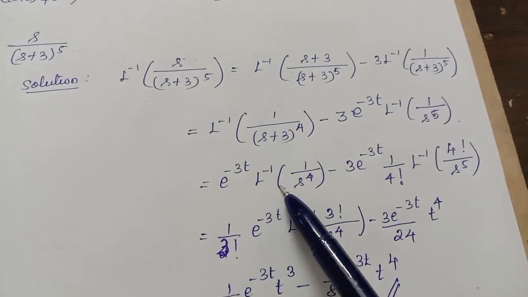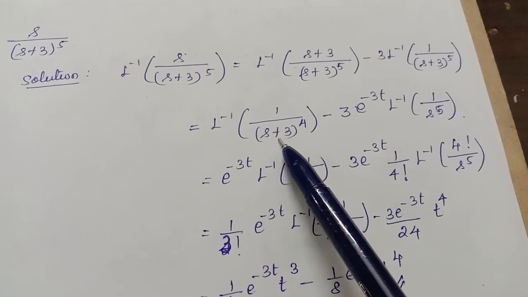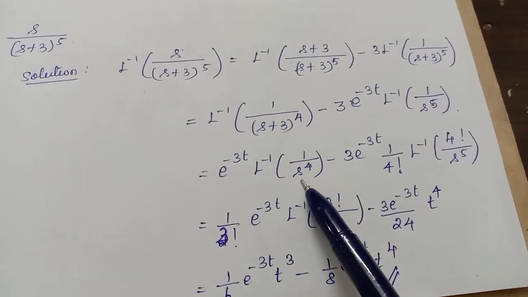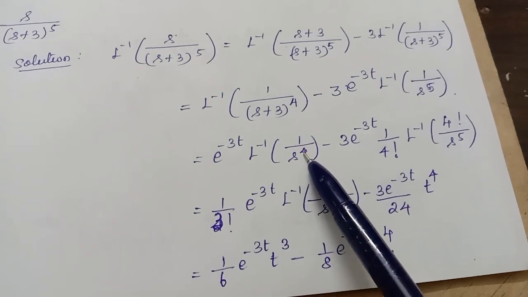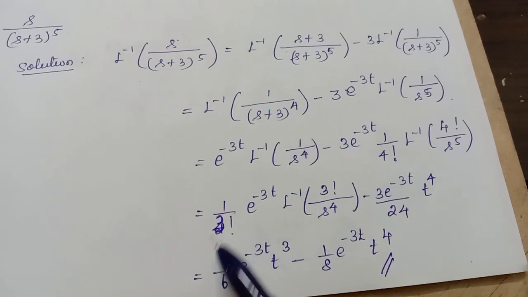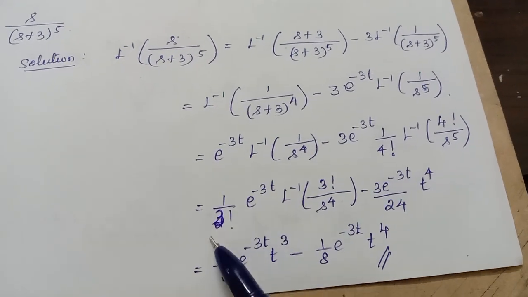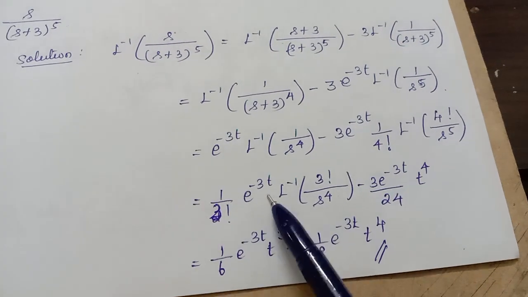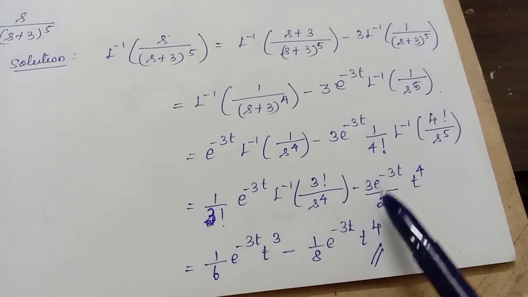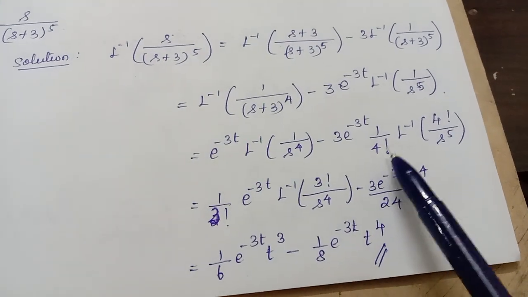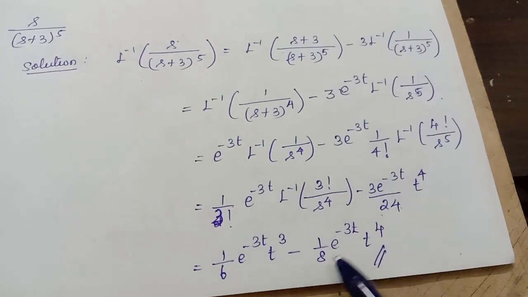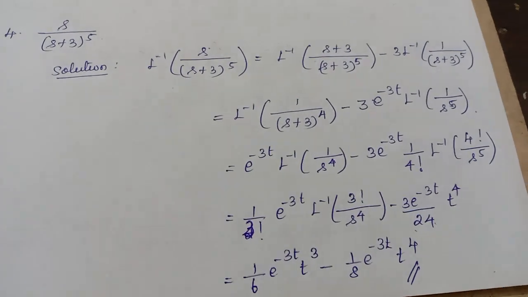And when you come to this side, here also this plus 3 can be removed by putting e power minus 3t in the front, into L inverse of 1 by s power 4. Here it is s power 4, so you should have 3 factorial in the numerator. So multiply and divide by 3 factorial. So 1 by 3 factorial, 3 factorial is 3 into 2 into 1, that is 6. 1 by 6 into e power minus 3t into t cube, minus, here 4 factorial means 4 into 3 into 2 into 1, that is 24. So 3 e power minus 3t, t power 4 by 24. So this is the inverse Laplace transform.